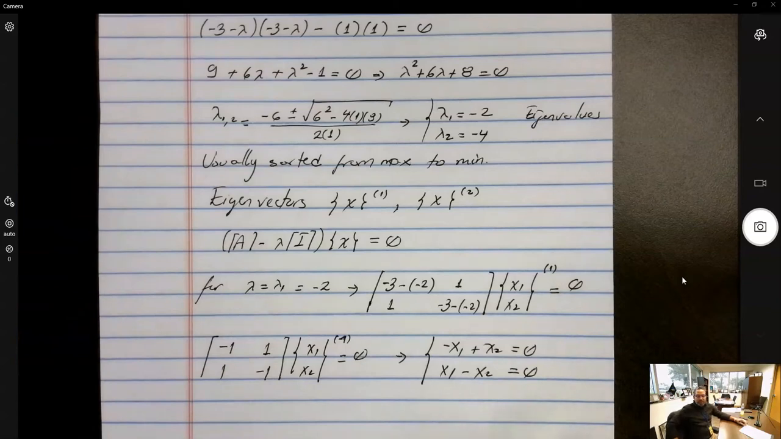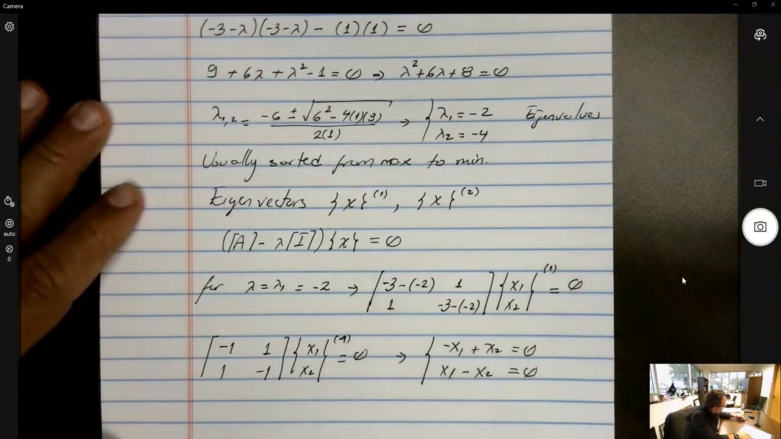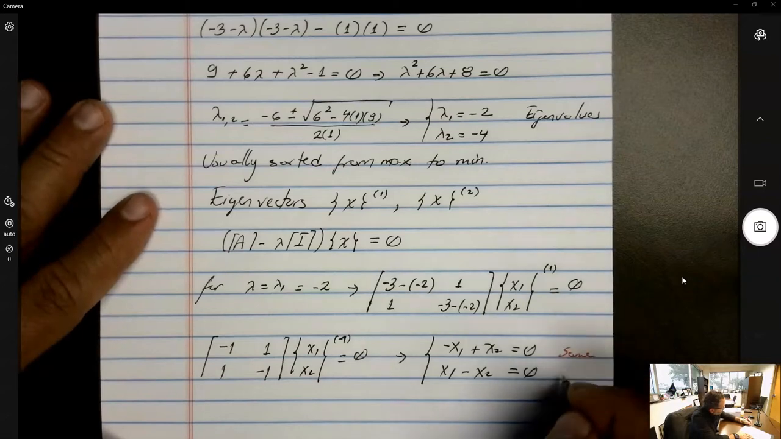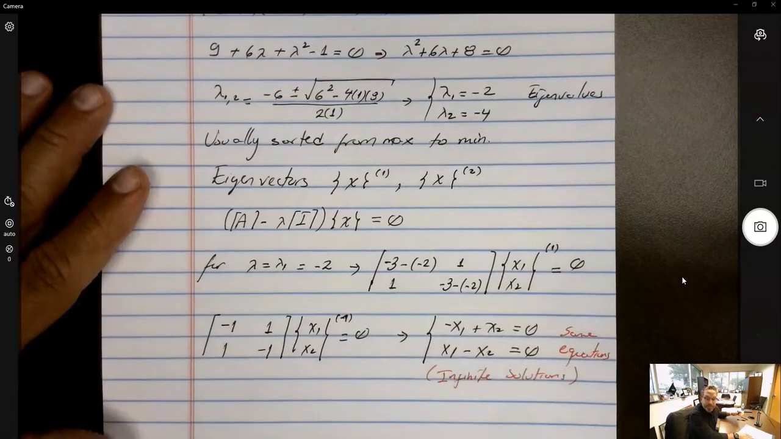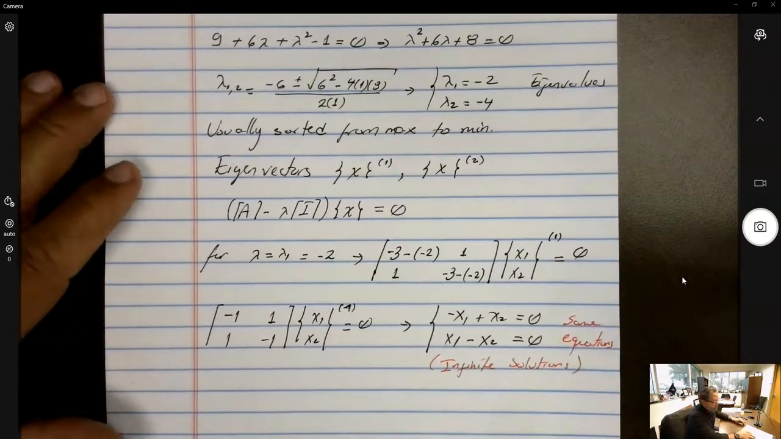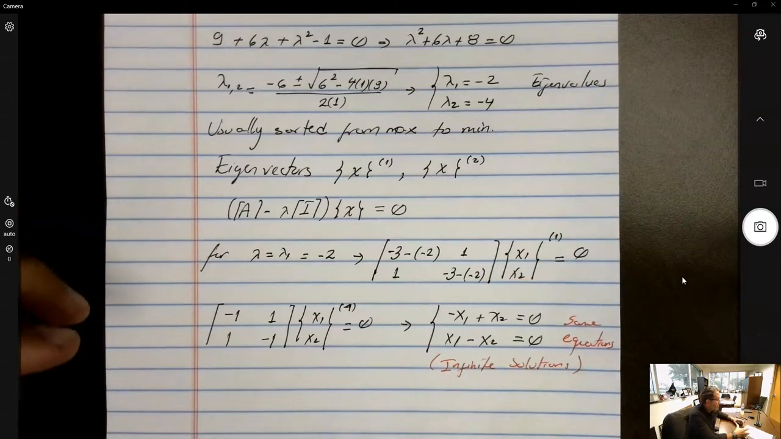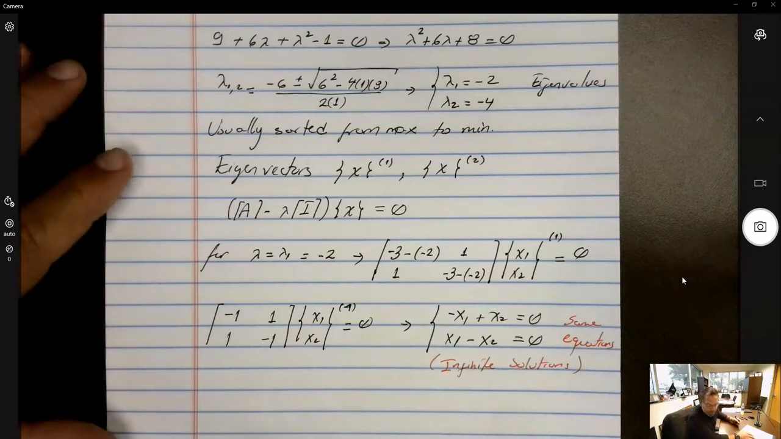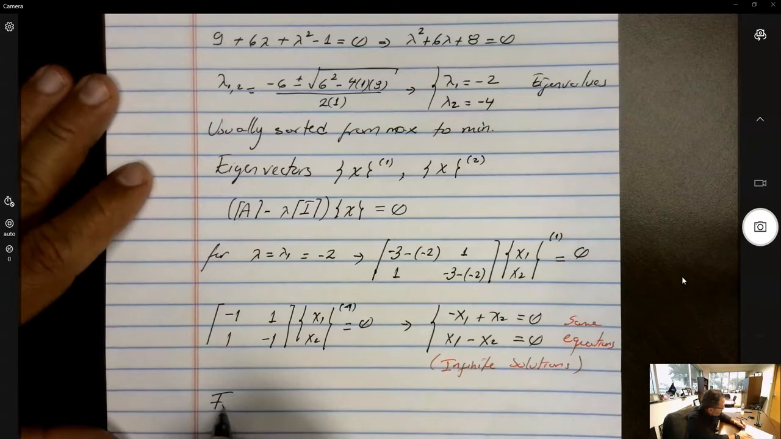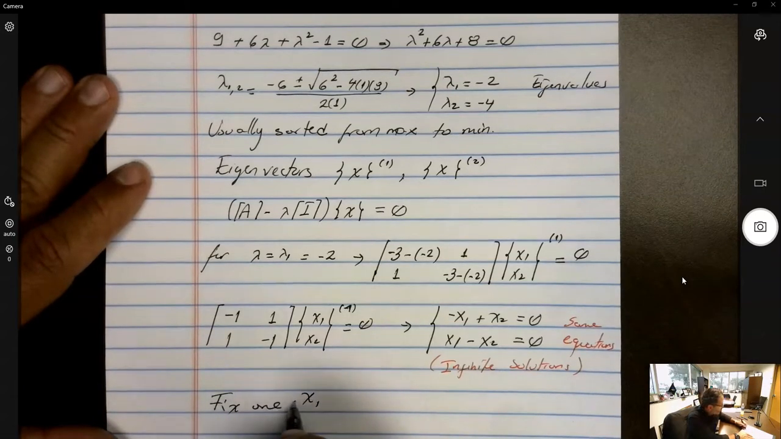As you can see, these are basically a repetition of the same equation, just negative. So these are linearly dependent equations. This system has infinite solutions, but that's fine. What you can do is fix at least one of the solutions, because at the end of the day, remember, we're going to pose the solution of the system as a general solution with a constant of integration. So basically we can just fix one. Let's say x1 is equal to 1.